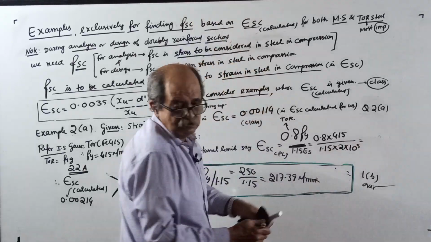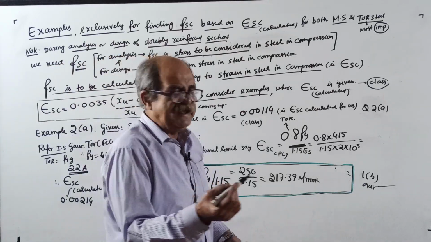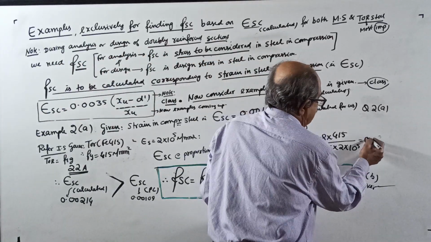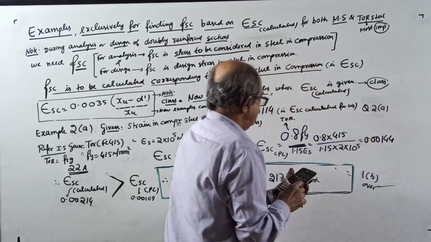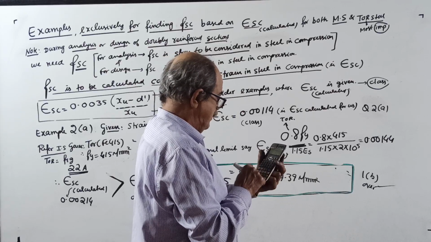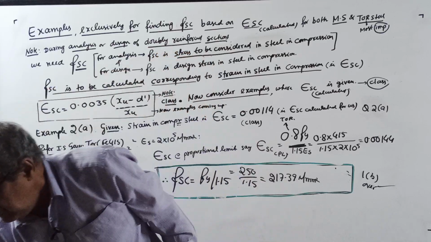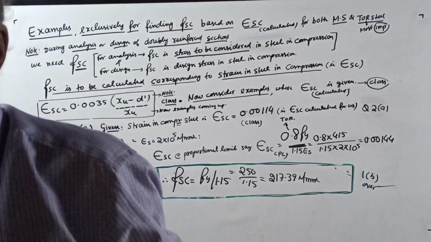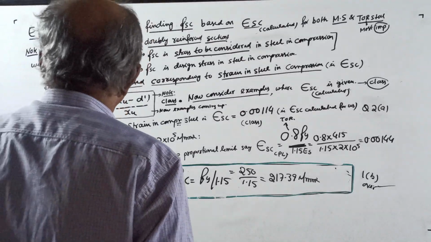Equal to, I think I know the answer because it is a standard value. 0.00144. Okay, check it. 0.8 into 415 divided by 2 10 to the power 5 divided by 1.15. 0.00144. One minute, camera, safer side. Okay, done. 144.